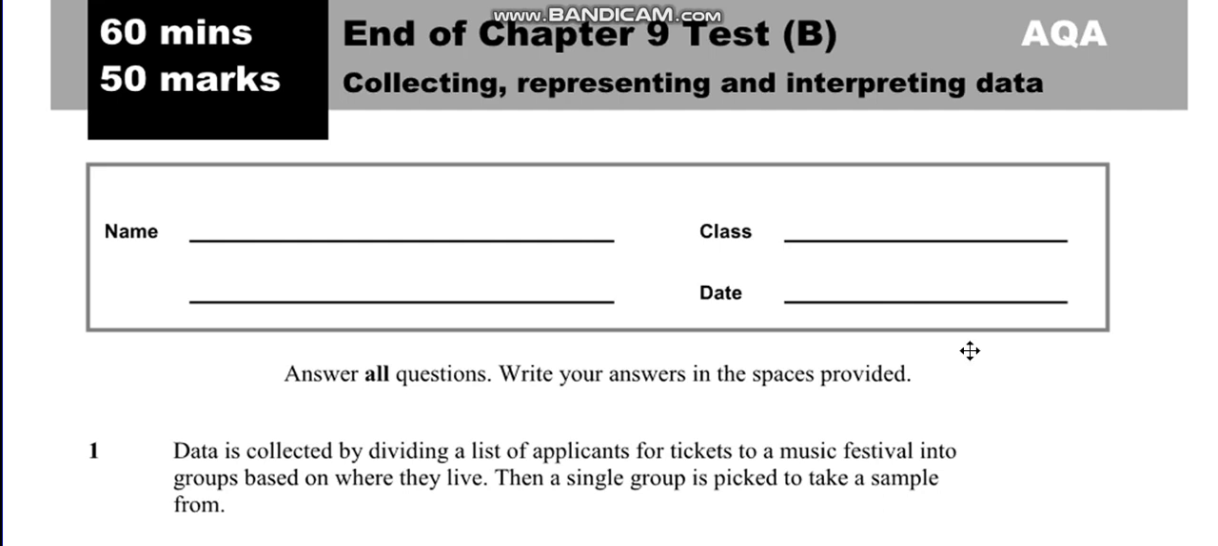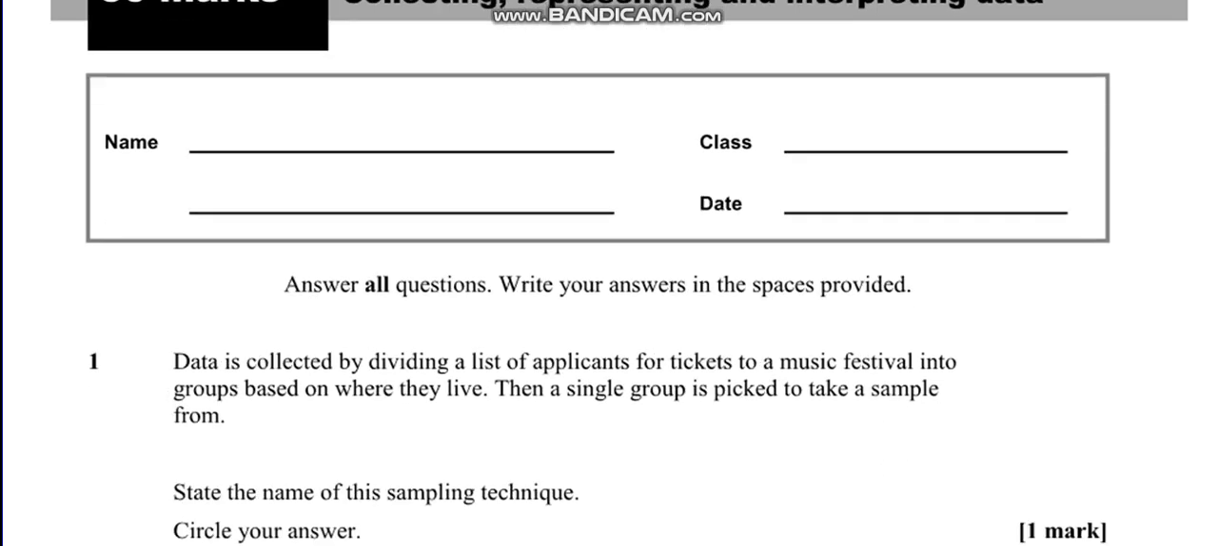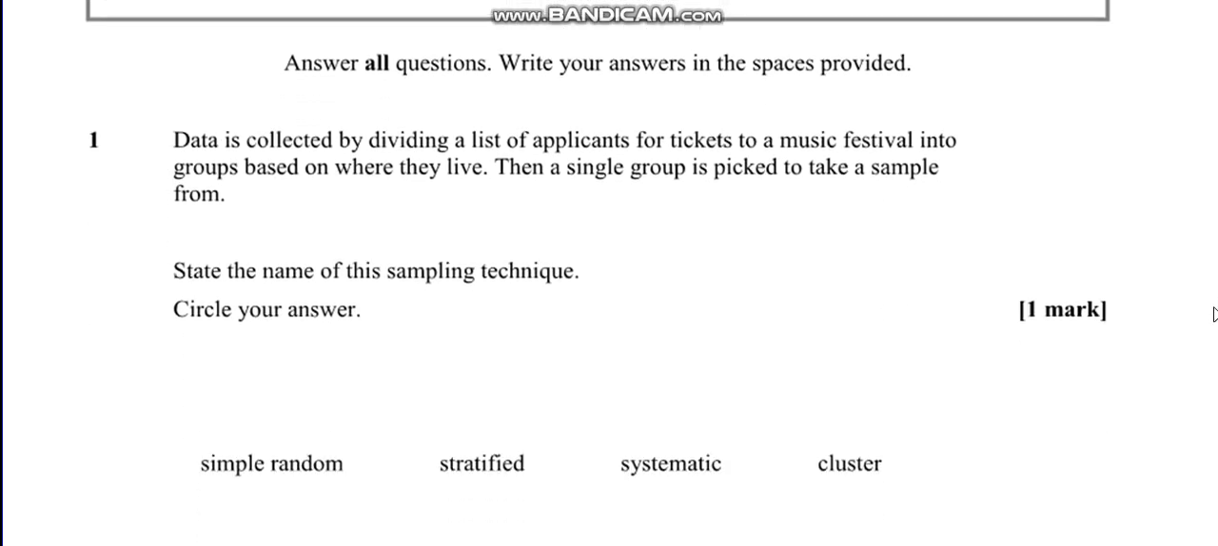Okay, Year 12. So this is the solutions for chapter collecting, representing and interpreting data. And this is assessment B. So question 1, data is collected by dividing a list of applicants for tickets to a music festival into groups based on where they live. Then a single group is picked to take the sample from. So we're asked which the name of the sampling technique.